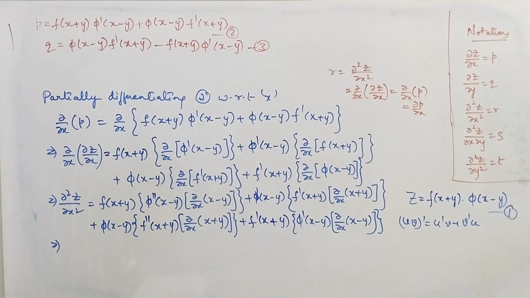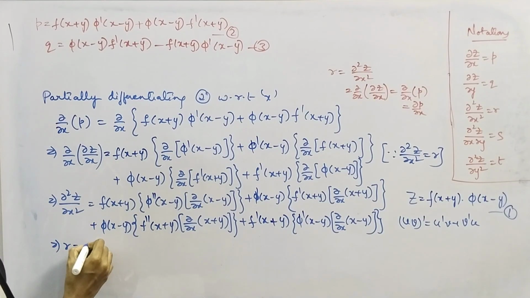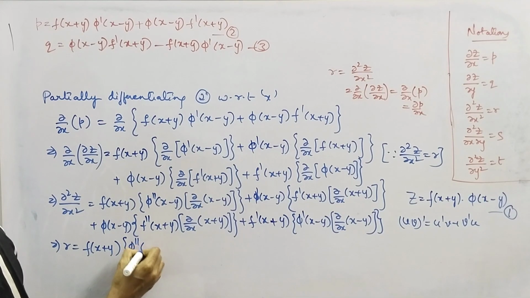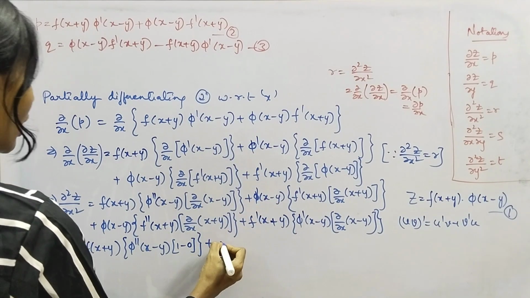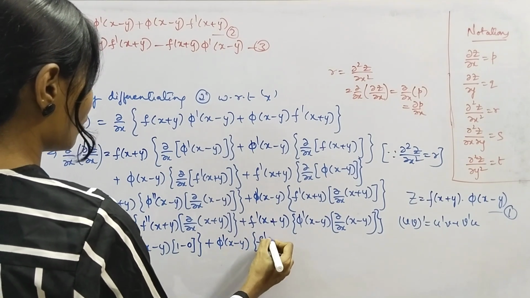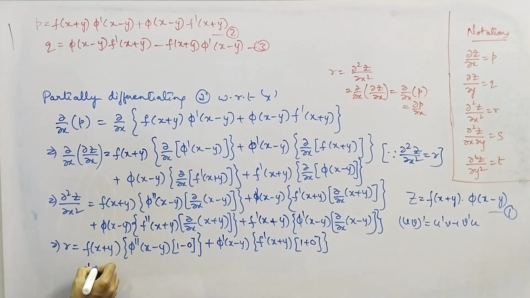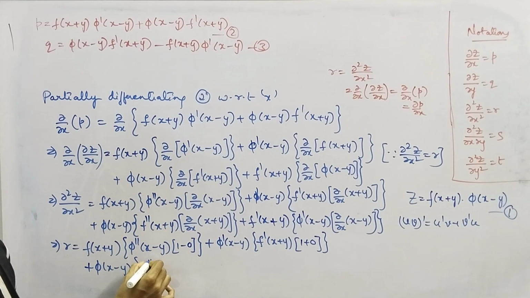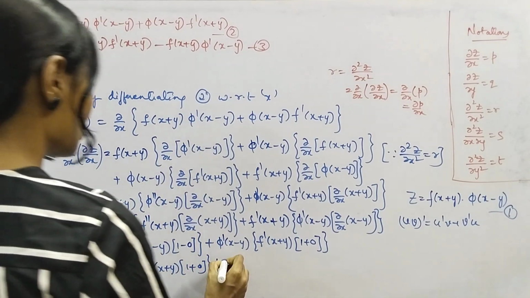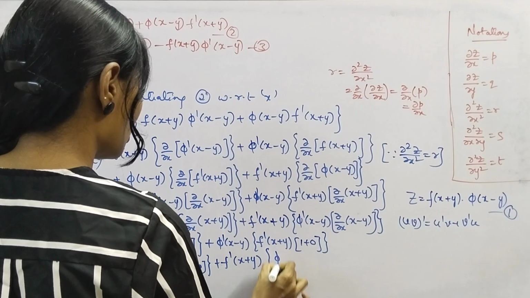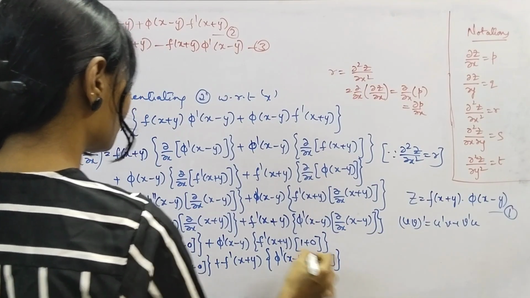This gives us, since we know that dou square z by dou x square equal to r, we'll just replace this by r. We'll get r equal to f of x plus y into phi double dash of x minus y into partial derivative of x with respect to x is 1 minus partial derivative of y with respect to x is 0, plus phi dash of x minus y into f dash of x plus y into partial derivative of x with respect to x is 1 plus partial derivative of y with respect to x is 0, plus phi of x minus y into f double dash of x plus y into partial derivative of x with respect to x is 1 plus partial derivative of y with respect to x is 0, plus f dash of x plus y into phi dash of x minus y into partial derivative of x with respect to x is 1 minus partial derivative of y with respect to x is 0, right.